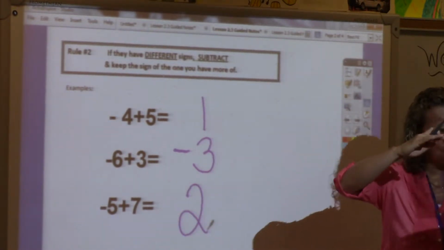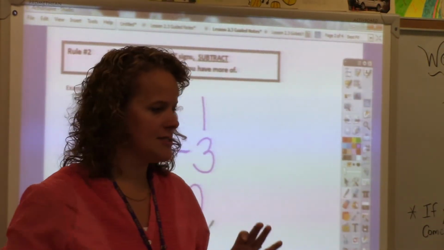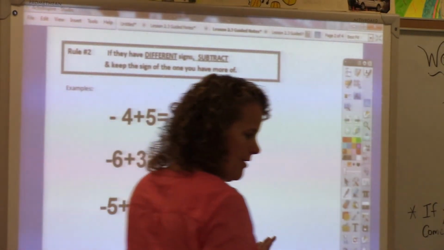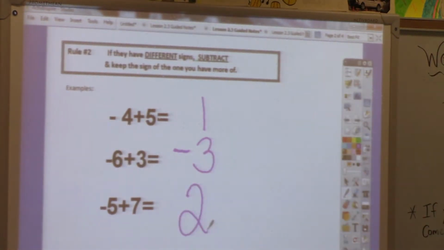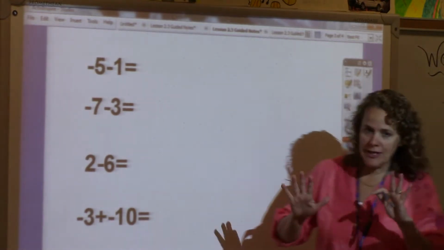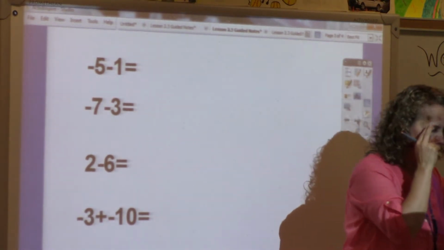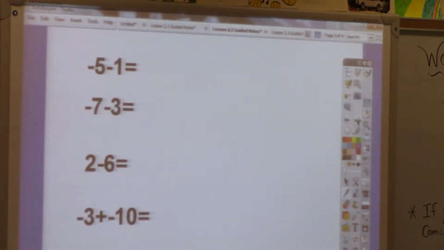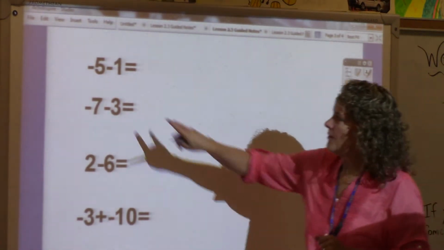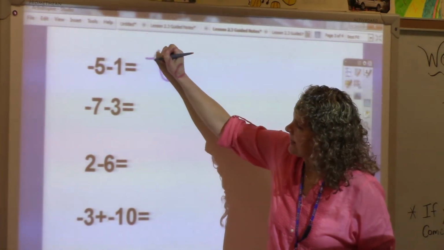Now, I left a pretty big space in the middle of the paper. So I'd like you to squeeze in some more examples, maybe next to those, underneath those, somewhere in the middle of the page. I got some more examples to go through. -5 minus 1. I want you to look at this as a -5 and a -1. And since they're both negative, add them and keep it negative. When they have the same sign, we add them and keep it negative.